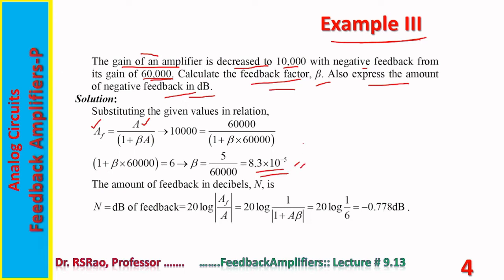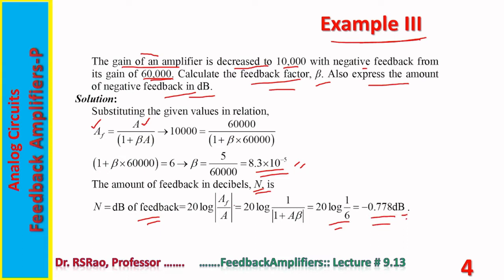The amount of feedback in decibels, usually indicated by N, is 20 log mod AF by A. AF is 10,000, A is 60,000. So this ratio is 1 by 6. 20 log 1 by 6 is equal to minus 0.778 dB.